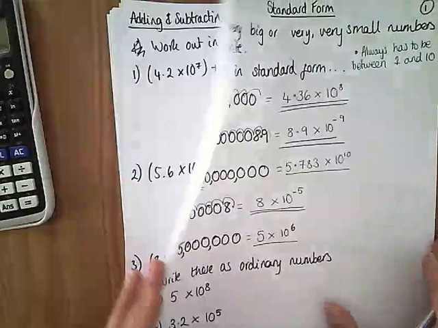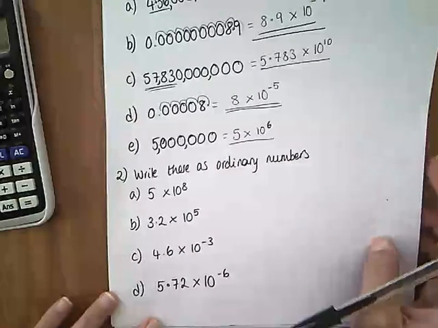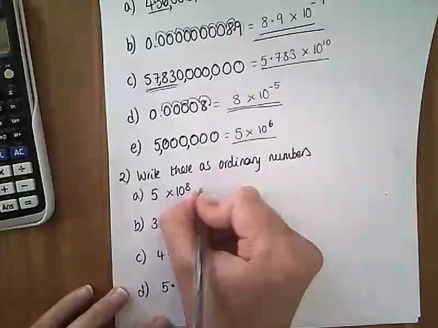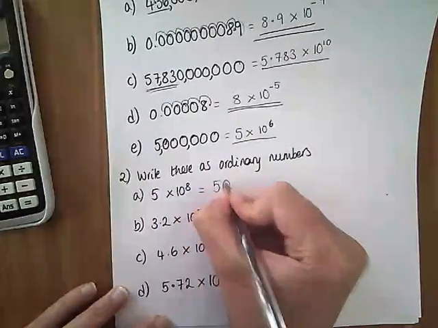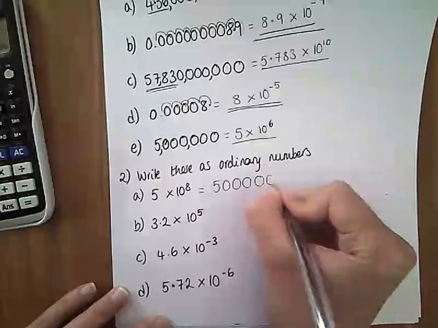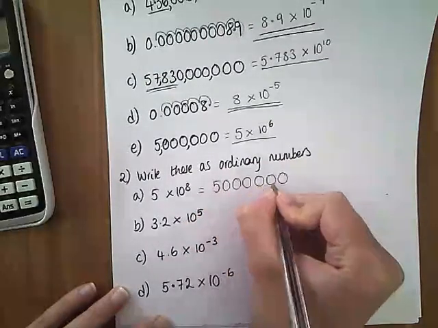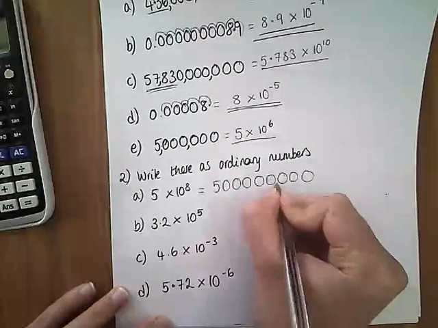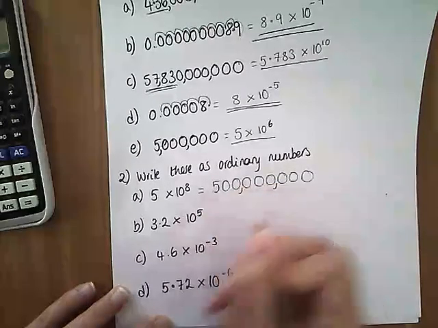Okay, right, you then have, going back the other way, writing them as ordinary numbers. So this one should be nice and easy. We've got 5 and 8 zeros. 1, 2, 3, 4, 5, 6, 7, 8. Okay. Obviously, put your 1,000 markers on because that makes it easier.